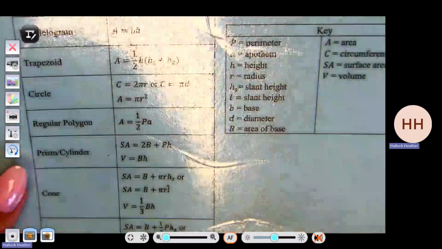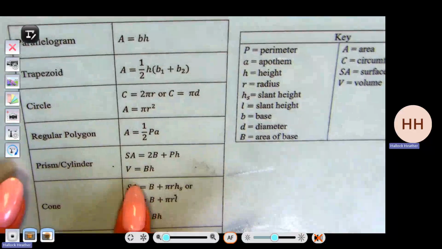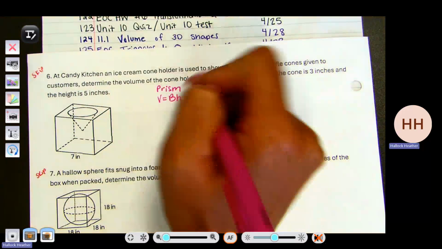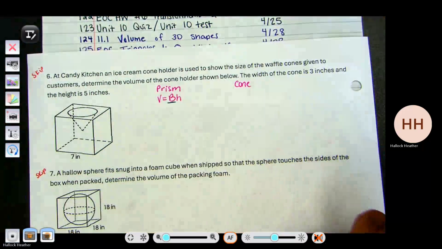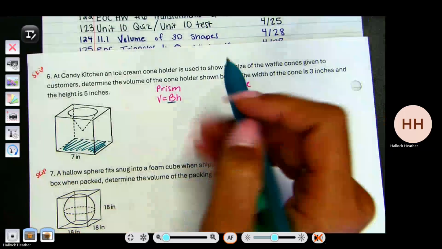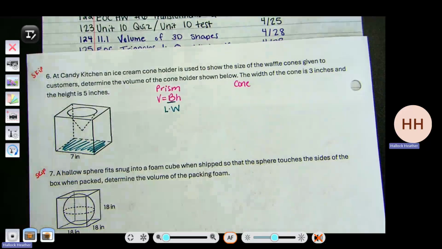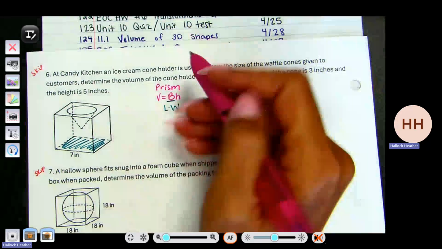What's the volume formula? Base times height. Big B, H. Big B is the area of the base. So what shape is my base? A square. How do you find area of a square? Length times width. You could do base times height, but the only reason why I don't put base times height is because then it's going to say base times height times height.